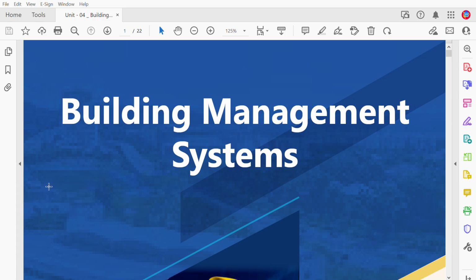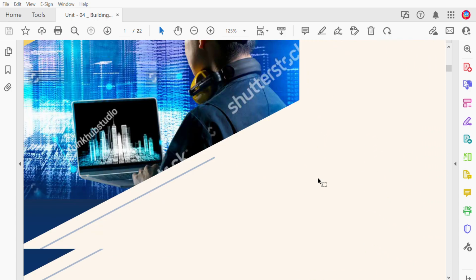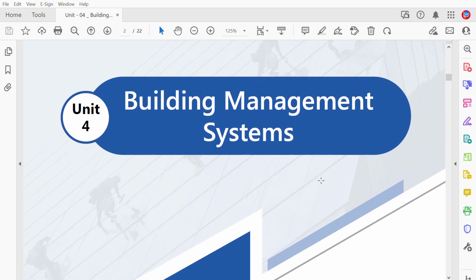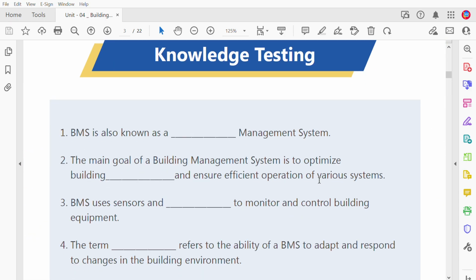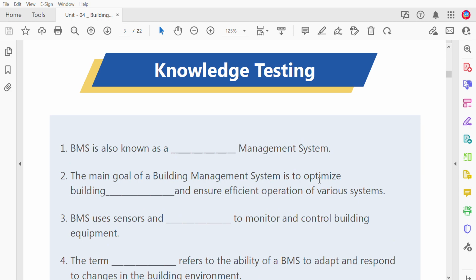Now we'll talk a little bit more about the building management system. Building management systems is about knowing some of the systems that are actually available in the market. BMS is also known as a building management system. The main goal of a building management system is to optimize building performance and ensure efficient operations of various systems. BMS uses sensors as well as actuators to monitor and control building equipment.